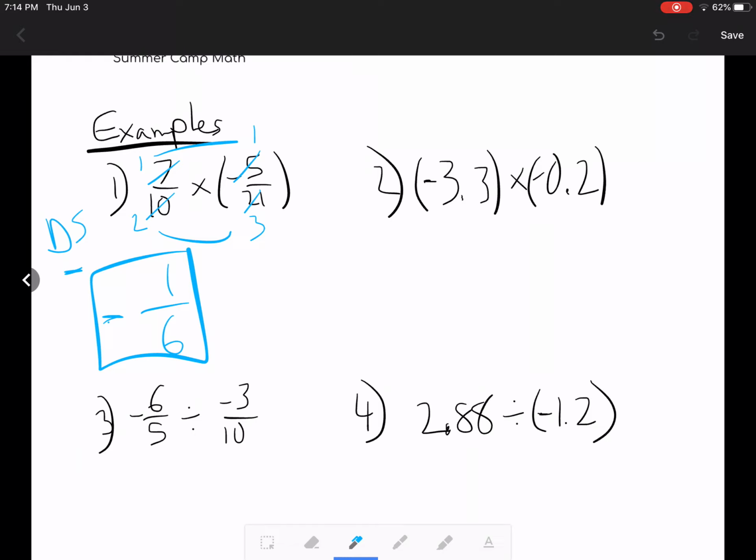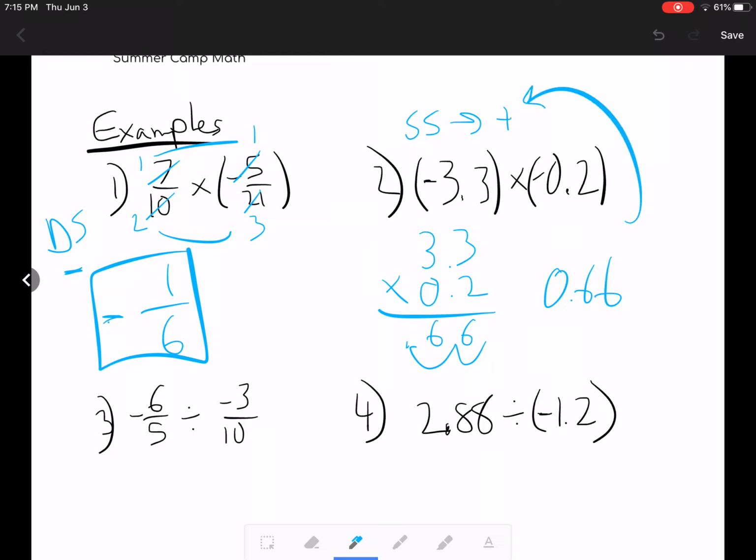Number 2, here I'm seeing same signs, so that means my final answer will be positive. And so I just have to crunch the numbers. 3.3 times 0.2, so that's 6. But now I have two decimal spots here, 1, 2. So I will have 0.66. Check the sign, supposed to be positive. Box it, walk away.